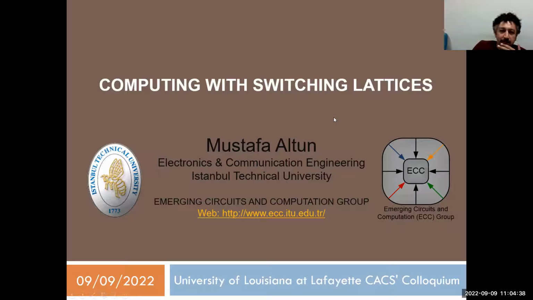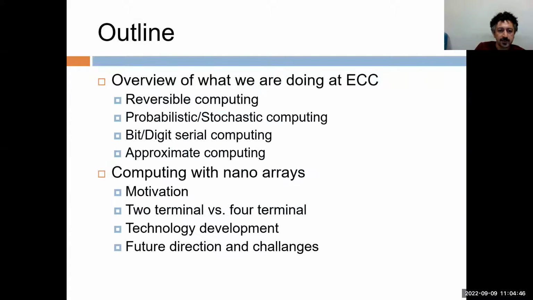So I will talk about mostly competing with switching lattices today. So here is the outline. First, I'm trying to explain what we are doing in our lab in Istanbul Technical University. So mostly about emerging computing, but different topics: reversible, probabilistic, bit digit serial, approximate. And today's main topic is competing with nanoarrays. And under this headline, I will mostly talk about switching lattices.